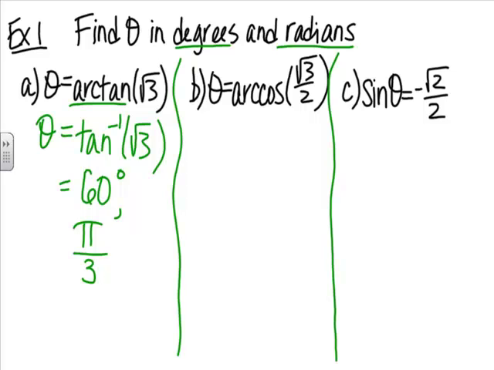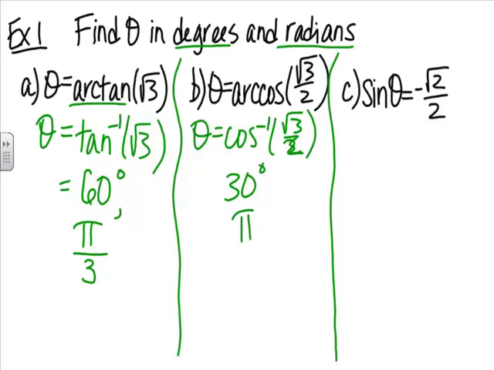So I think what I'm going to just do here is say the same thing. I would probably rewrite this as cos inverse radical 3 over 2. And this is another one that if you want to use your calc, it will help get you the answer. So that would be 30 degrees. And then as radians, that's pi over 6.